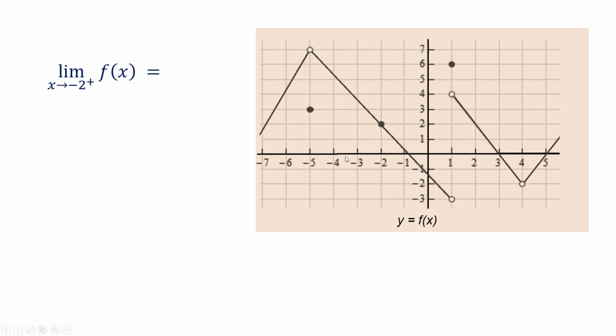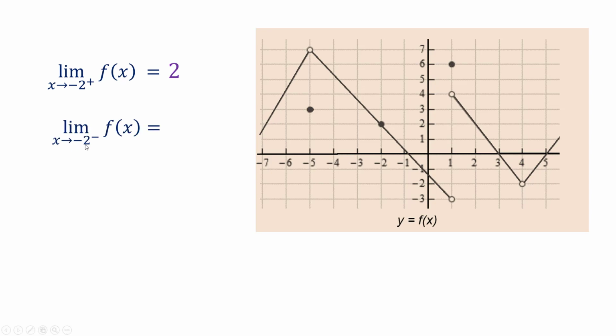In the same graph, we are asked to find the limit of the function as x approaches -2 from the right. If we approach -2 from the right on the graph, you can see that the corresponding y value of the function approaches 2. If we get closer and closer to -2 from the right, the corresponding y values approach 2. So the right limit of the function at -2 equals 2.